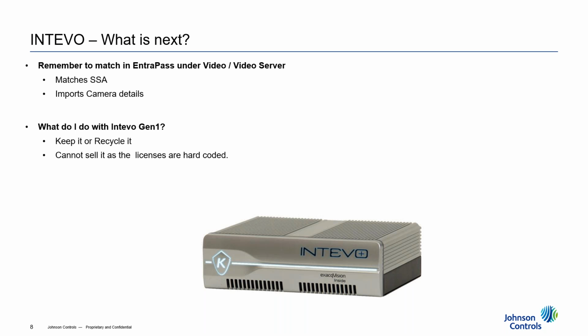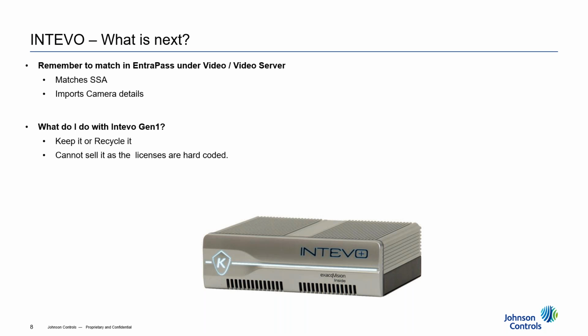Now, what do you do with the Gen 1? Well, you can hang on to it. It is a computer. You're not going to be able to make use of the Kantech database or the exact database at that point because the license keys and everything else came over to the Gen 2. But it is a computer, so you can continue to run it if you feel like, as a Windows 7 machine. Or you can recycle it, okay?